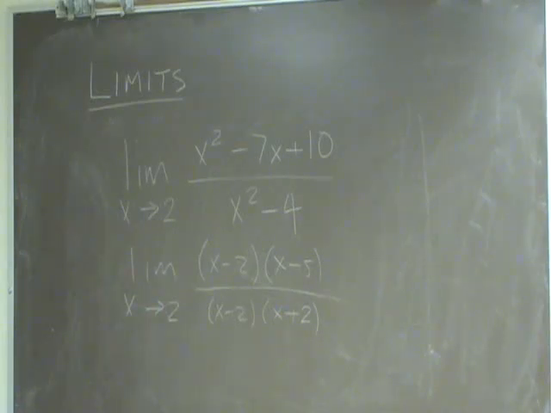Now the two x minus 2's in both the numerator and denominator cancel out. Now we can plug 2 into the equation. When we do that, we get 2 minus 5 divided by 2 plus 2, which is equal to negative 3 over 4.